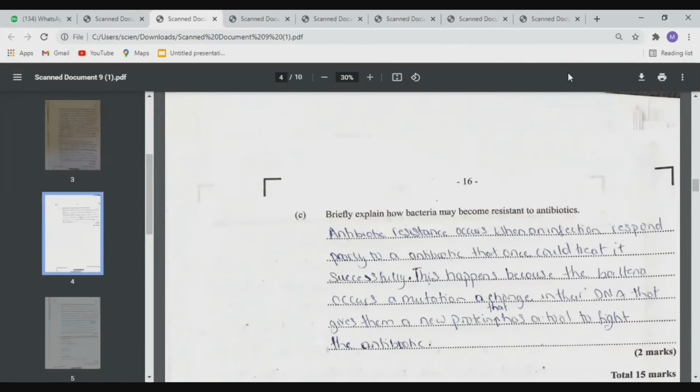Briefly explain how bacteria may become resistant to antibiotics. Antibiotic resistance occurs when an infection responds poorly to an antibiotic that once could treat it successfully. This happens because the bacteria has a mutation or a change in their DNA that gives them a new protein that has the tool to fight against the antibiotic. So the bacteria has a mutation or a change, all right? So we're going to change occurs to has.